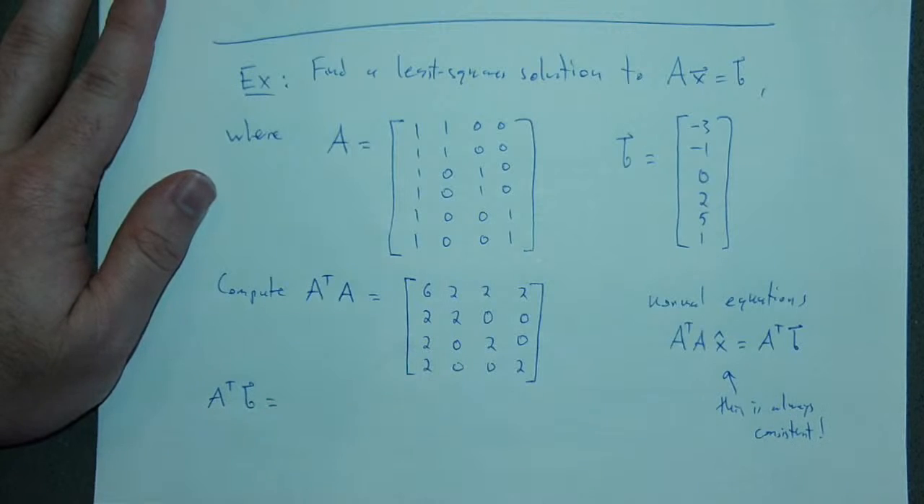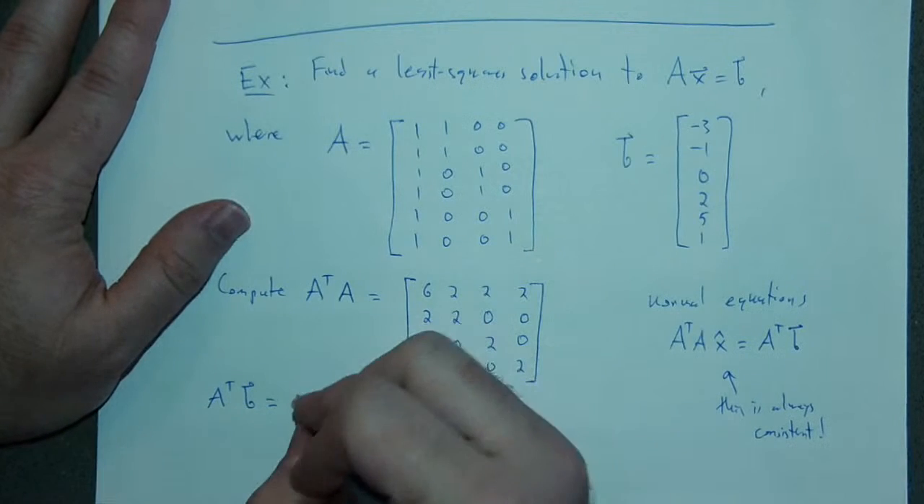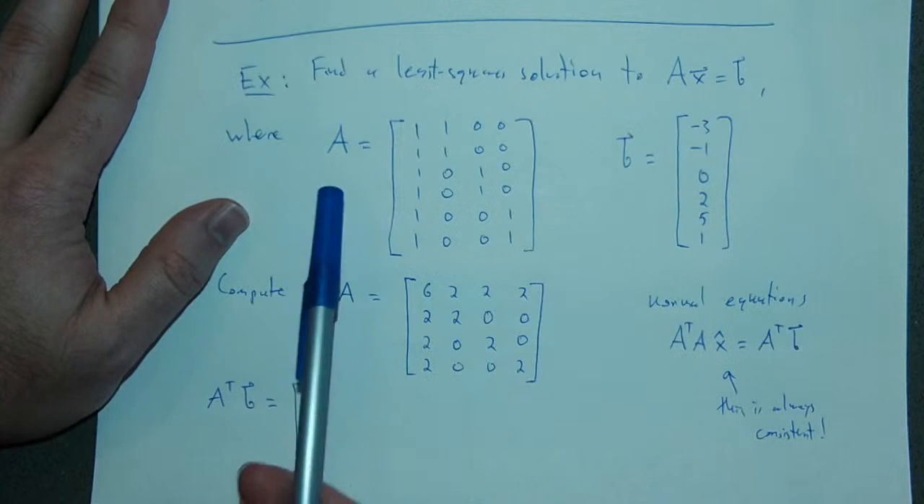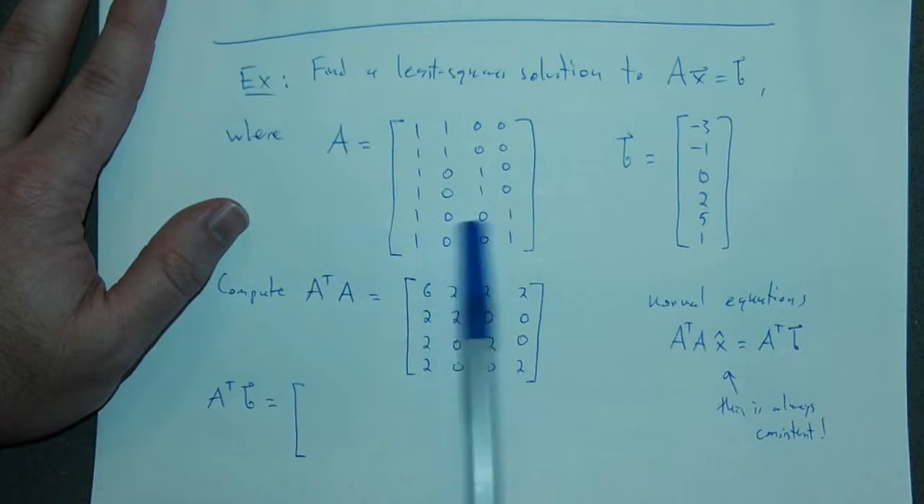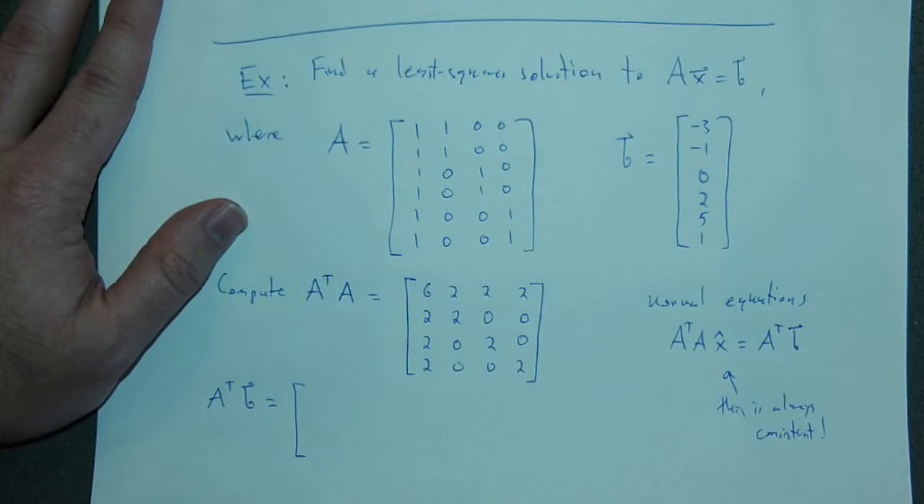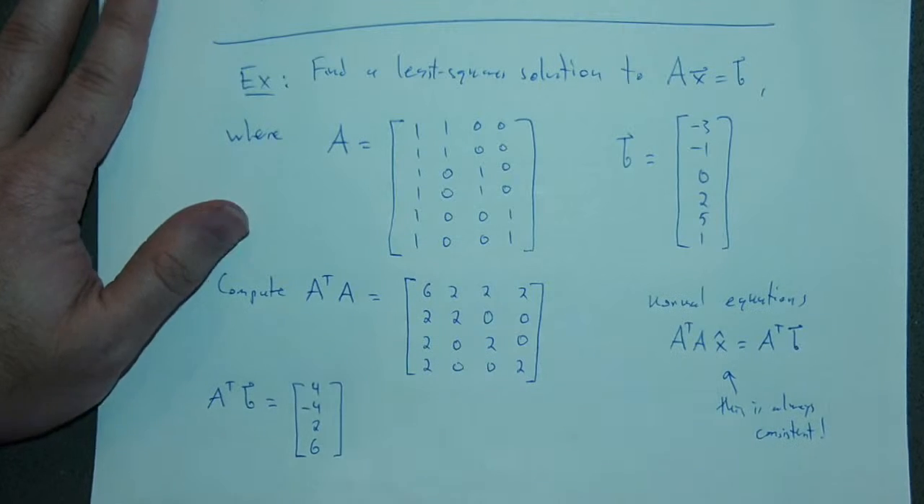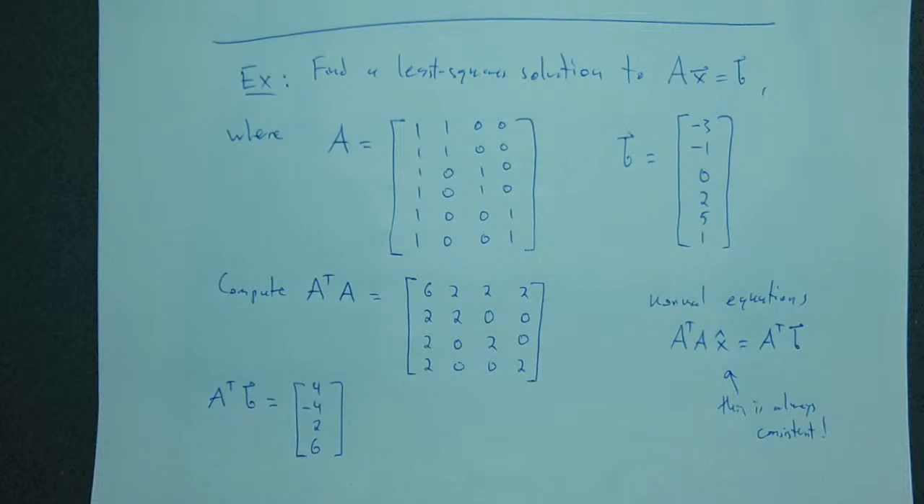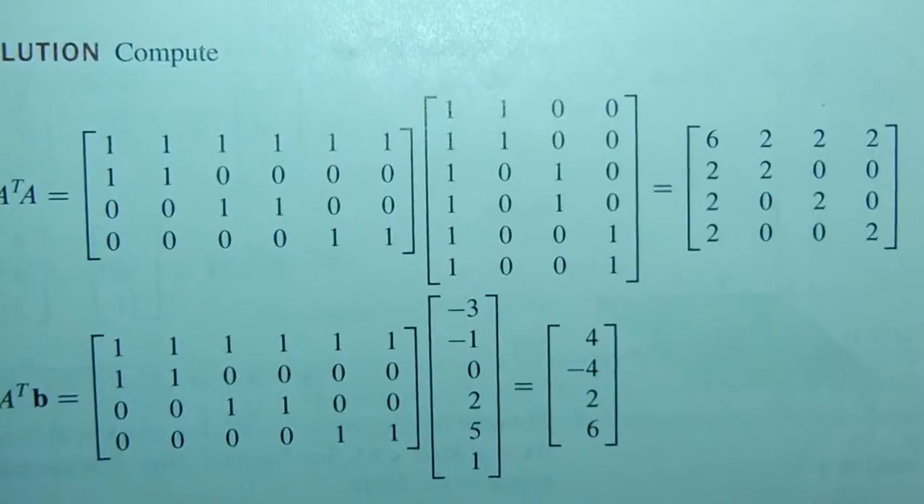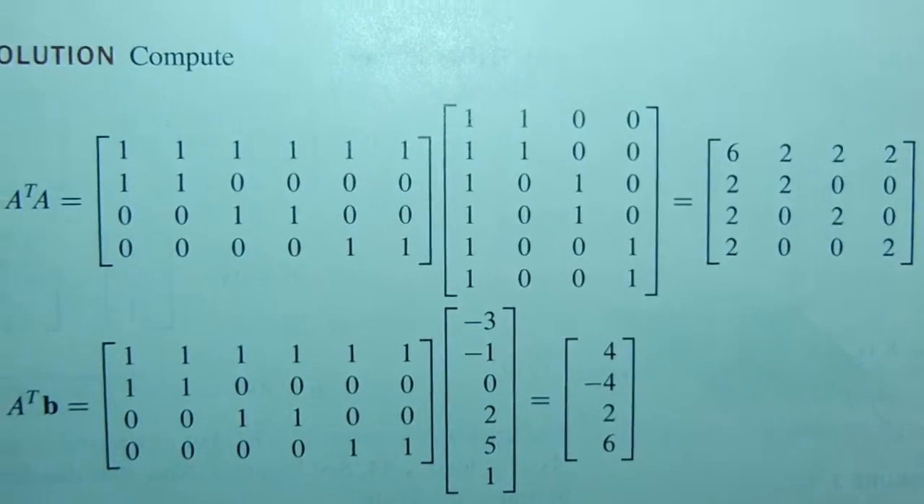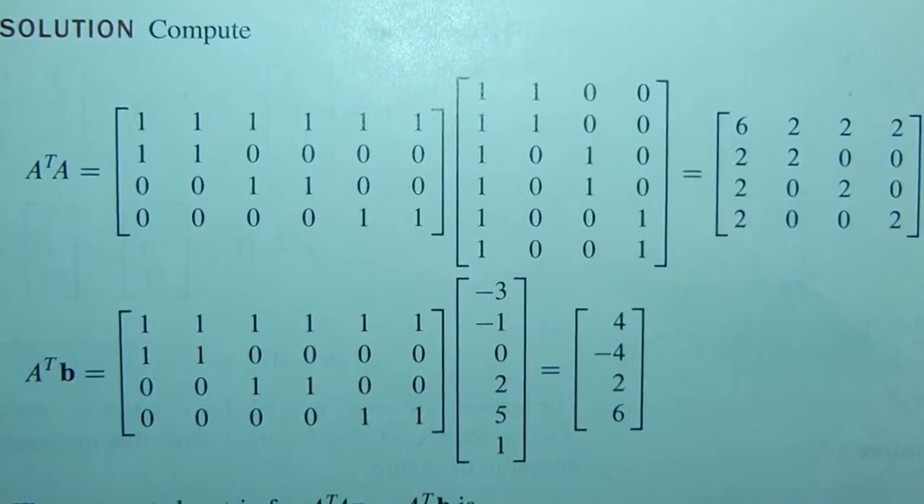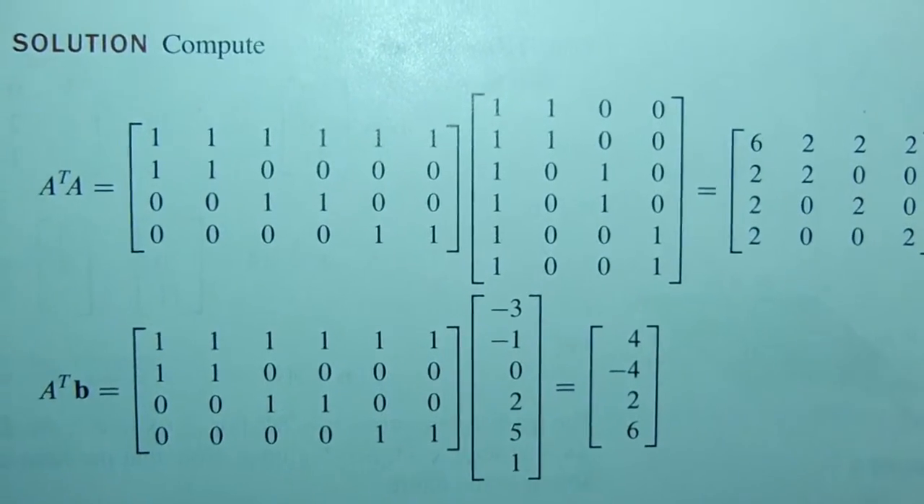What does A transpose b look like? Well, A is a 6 by 4, so A transpose is a 4 by 6. b is a 6-entry vector, it's in R^6, so then the result should be a vector in R^4. So this is 4, minus 4, 6. Okay, there's A transpose b. Now again, if you don't believe what's going on here, here's actually the computation for those things so that I don't have to write them out. So there they are, the things written out if you really want to see them that way.